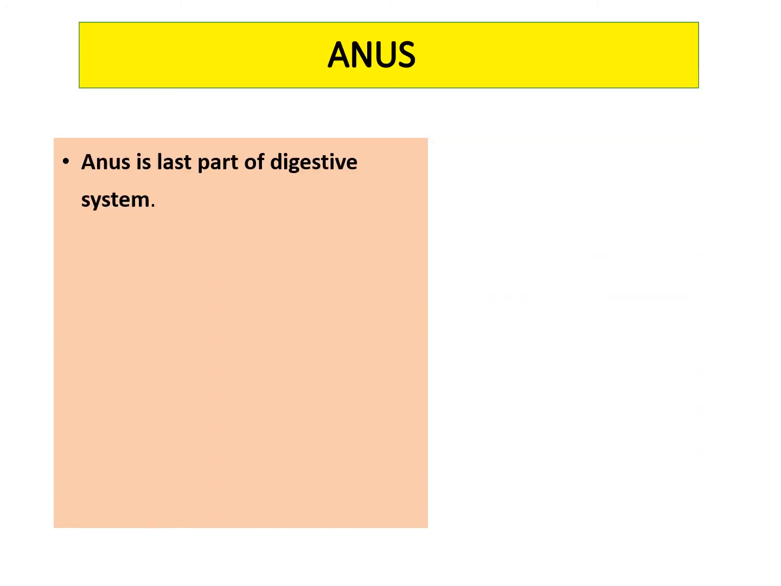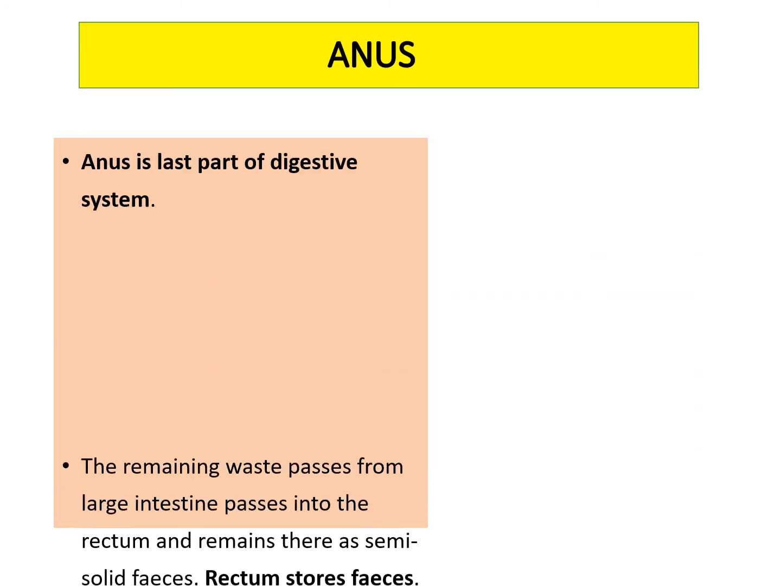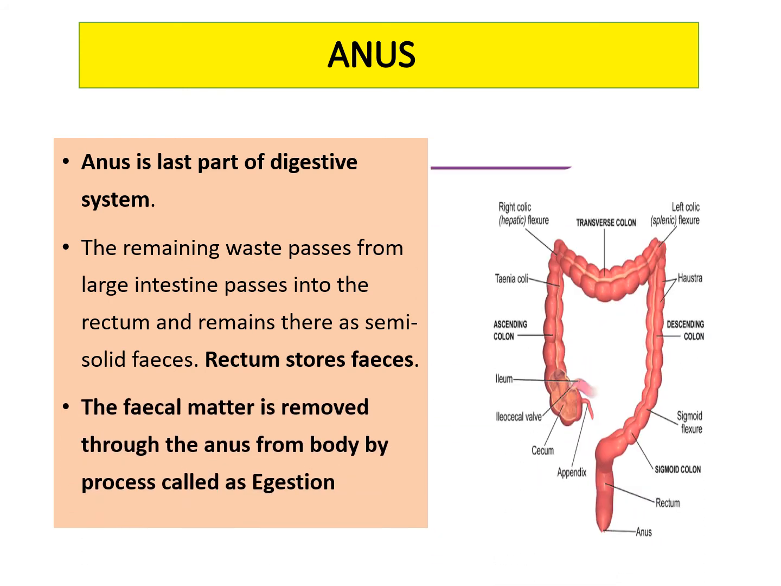Now we will come to the last part of the alimentary canal, that is the anus. What happens in the anus? The remaining waste passes from the large intestine into the rectum. This is the rectum, and the rectum stores the feces. And what does the anus do? The anus does the removal of the fecal matter. The process of removal of fecal matter through the anus by the body is known as egestion. So, the anus carries out the egestion of the fecal matter, right?